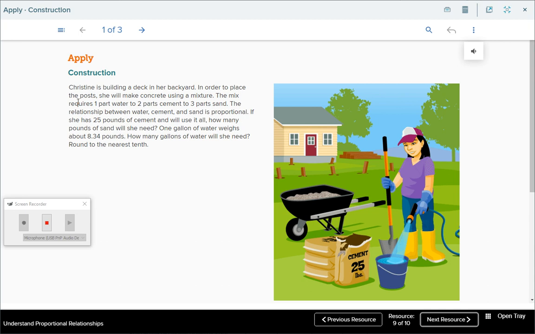Now, how many pounds of cement did she say? 2. She wants to use all of it, which is how many? 25. So where's that 25 gonna go? It's gonna go up here, because this stands for cement, right? And this is gonna be X, because we're trying to find how many parts of sand. Did this look like something we did yesterday? Yes. We use cross products to solve for a missing portion, right?